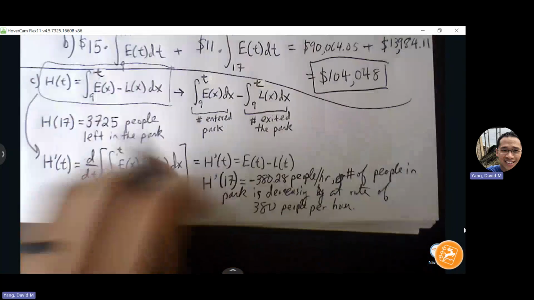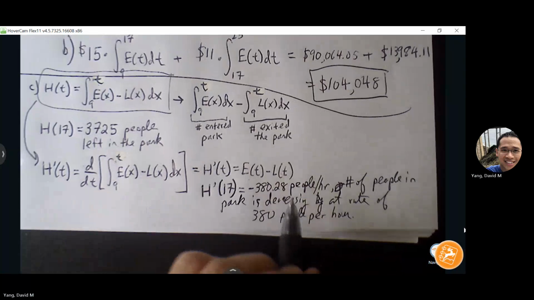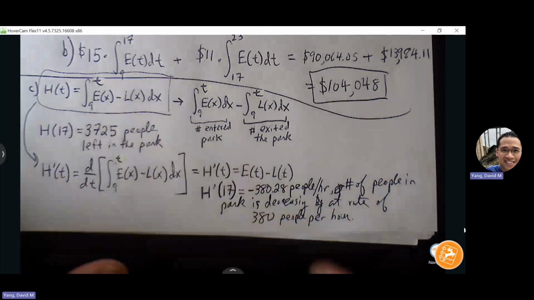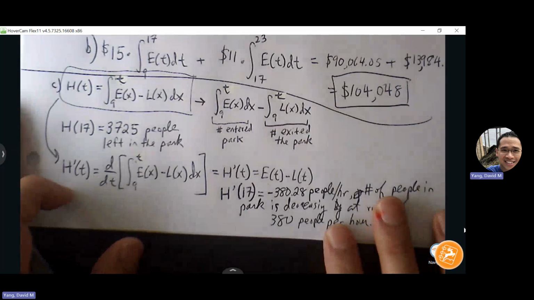Okay, so basically that negative 380.28 people per hour means the number of people in the park is decreasing at a rate of 380 people per hour. Okay, running out of room here, but I think the last part won't require a whole lot of room.